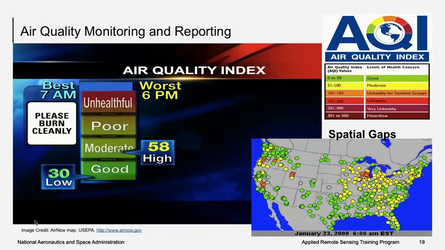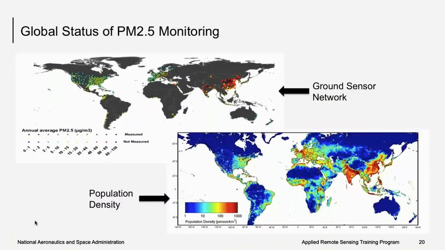So now let's look at how PM2.5 monitoring is done globally and where the gaps are. Ground sensors give us by far the most accurate measurement of ground-level pollutants. The ground sensor network, which is not a complete list of all ground stations, is indicated by the colored dots on the upper image. The image on the lower right shows population density. You can see that several areas of the globe with significant population density have almost no monitors at all. For example, over Africa, parts of Eurasia, a good part of Asia, Australia, and South America, there are many regions around the world with high population density and no ground monitors.